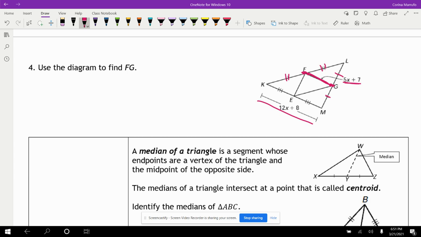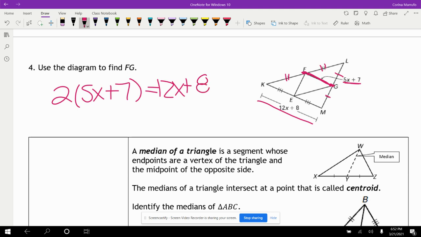So what I'm going to do is if I double the 5x plus 7, that is going to give you the same thing as the 12x plus 8. So I'm going to go ahead and solve for x. So first, we're going to go ahead and distribute this 2. So we have 2 times 5 is 10x plus 14 equals 12x plus 8. We're going to start solving for x. So I'm going to move over this 12x by subtracting.